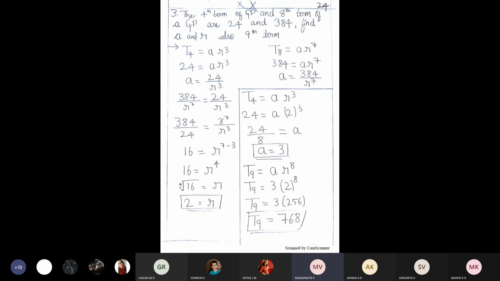Fourth term of GP and eighth term of GP are 24 and 384. Here they say T4 is equal to 24, T8 is equal to 384. Find A and R, and find the ninth term, T9. Find A, the first term, and also find R.